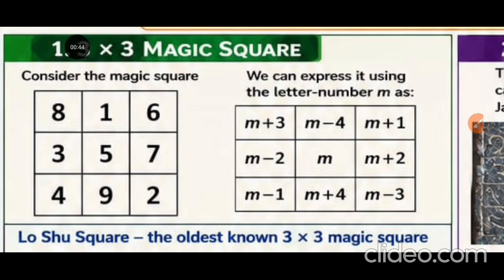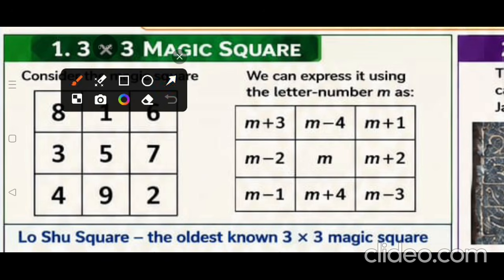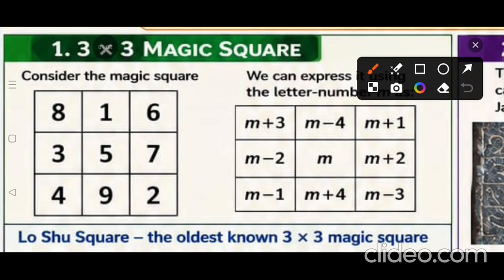See this magic square of 3 by 3. When we have to fill the numbers in this magic square, the rule is we have to fill all the numbers from 1 to 9. There is no repetition of numbers. The sum of every row, column, and every diagonal should be the same.